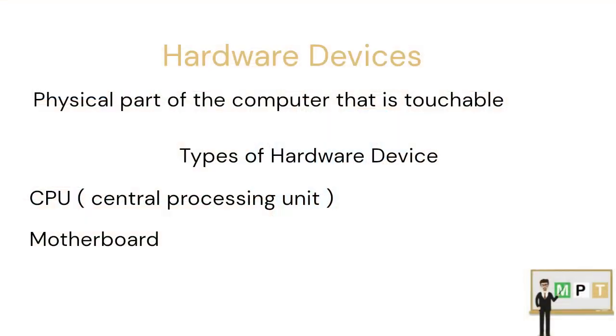Now, moving on, we have the hardware devices. Hardware devices, they are the visible part of our computer that we can touch. Okay. Now we have the central processing unit. The CPU is a hardware device. The motherboard, they are all hardware devices.